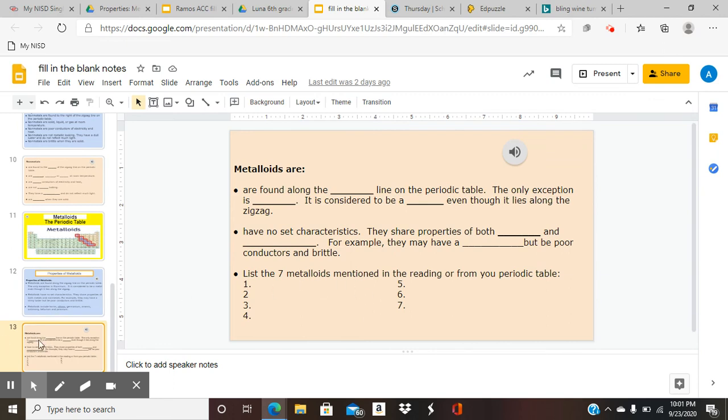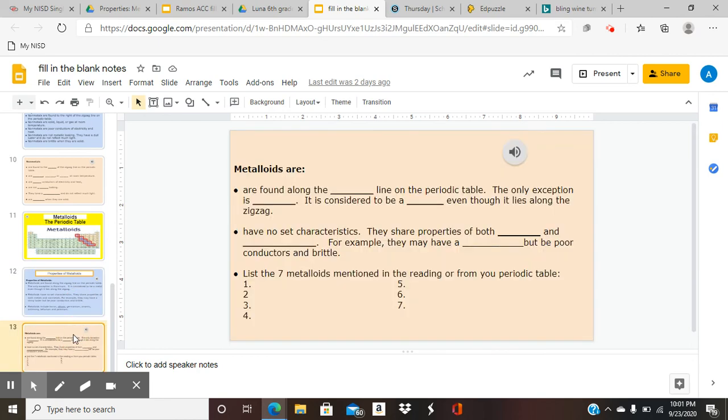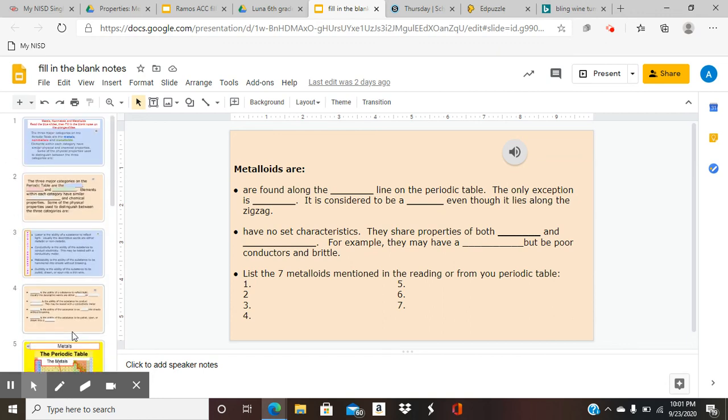On slide 13, you are going to use the information that I read on slide 12. You're just going to fill in the blank. And that's it. Thank you. This is my instructional video for fill-in-the-blank notes on metals, nonmetals, and metalloids physical properties.